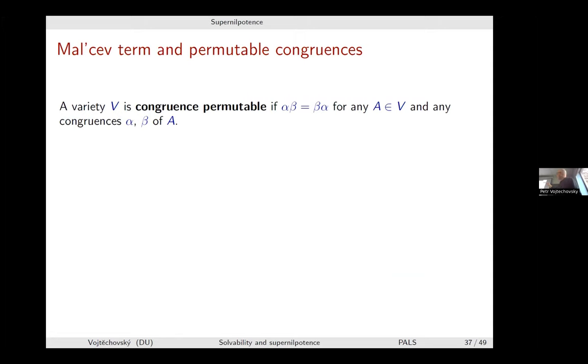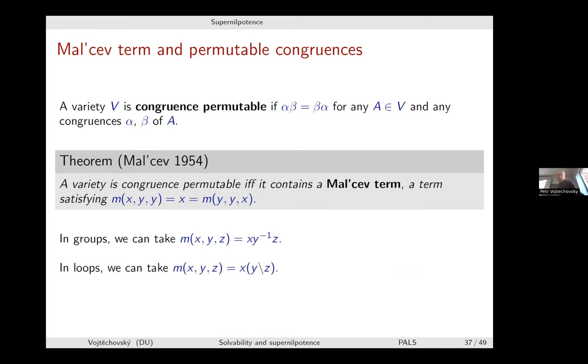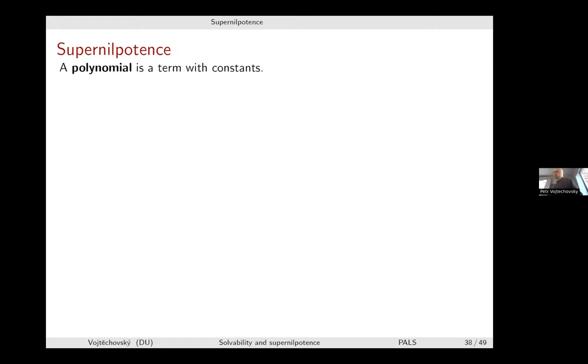So if you have a congruence permutable variety, the congruences permute in the sense that if you compose them, the result is the same. Of course, that is equivalent by Maltsev's result to having a Maltsev term. And in groups, this is a Maltsev term, but in loops, you don't have to search very much. You completely mimic what you have. This is a Maltsev term for loops. So loops are congruence permutable, therefore also a congruence modular variety, right? So here I have now explained why the previous general theory applied.